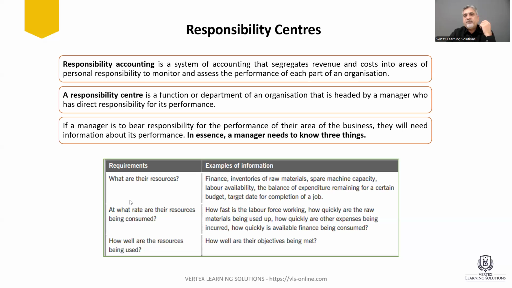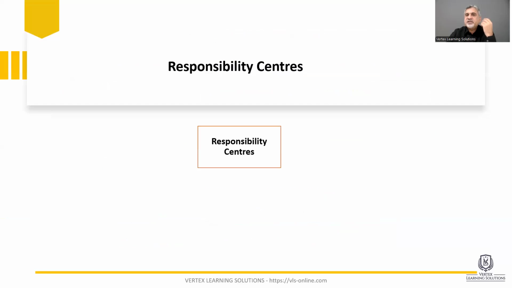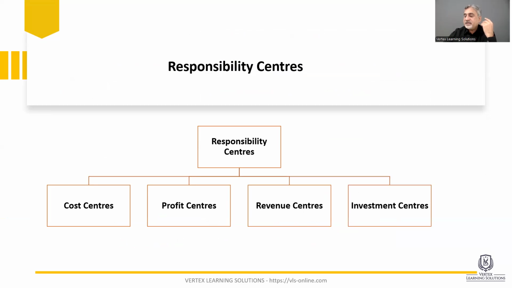Now, when it comes to responsibility centers, we divide them into four different types. Number one is cost center. Number two is profit center. Number three is revenue center. And number four is investment center. Now, if you ask me, the correct order of this, the correct order should have been number one.